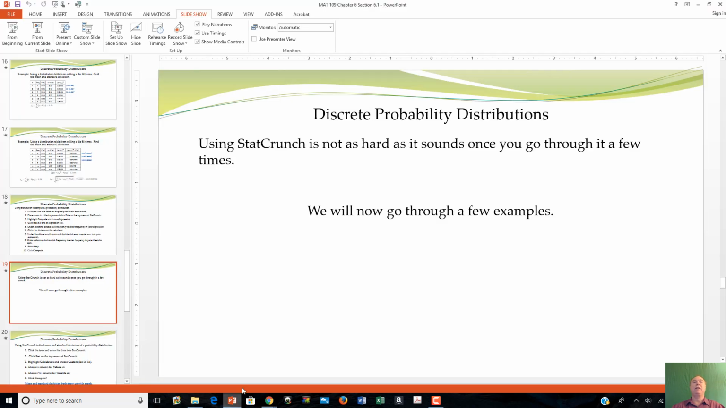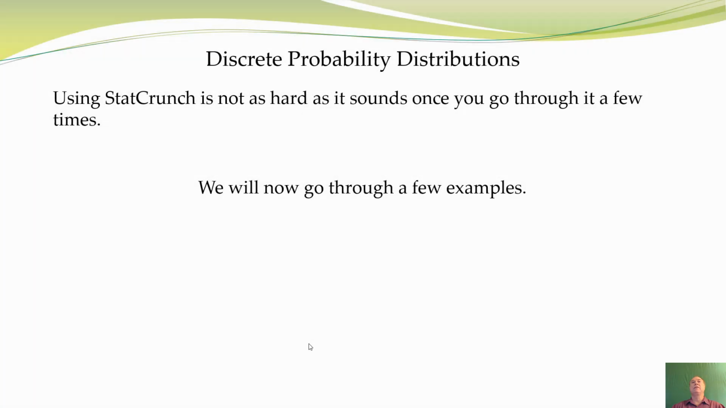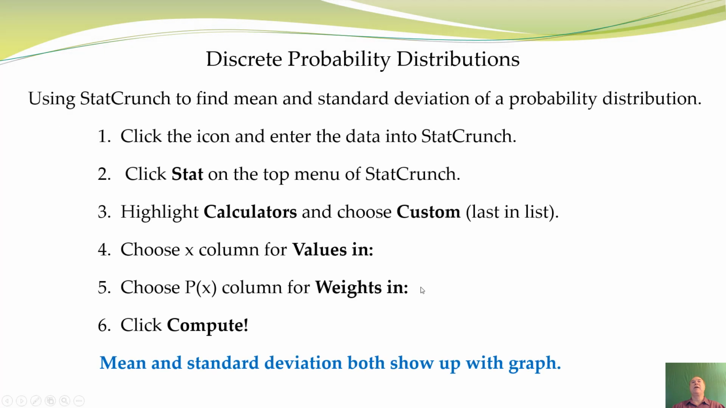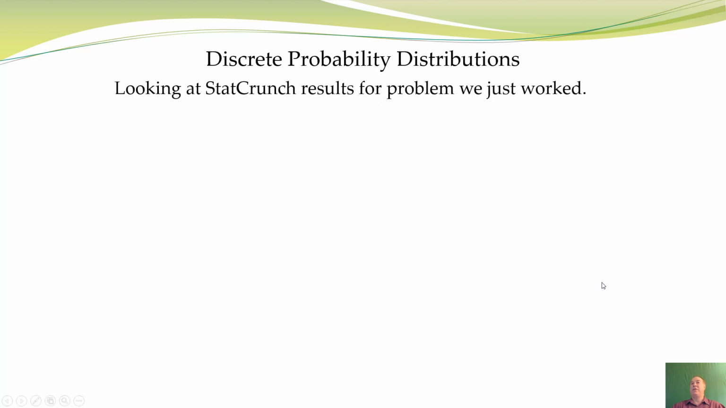Now if I go back to the PowerPoint, the next thing we want to talk about is finding the mean and standard deviation of the probability distribution. Well, we already just did that. Click the icon, enter the data into StatCrunch, click Stat on the top menu, StatCrunch, highlight Calculators and choose Custom, choose X for the values in, and weights would be P of X, and click Compute. So we just did all this already.